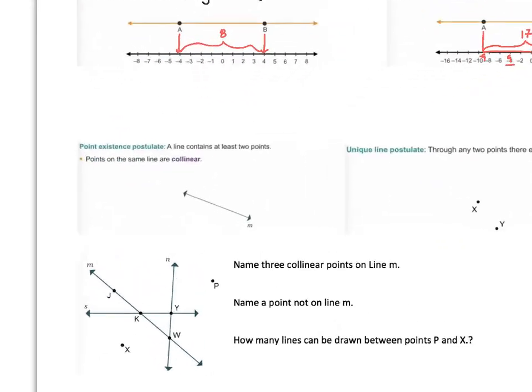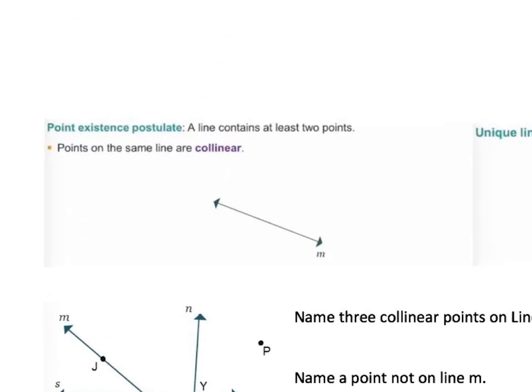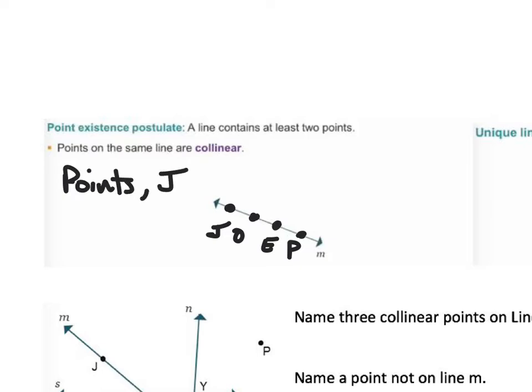Then we have a couple of vocab words here, and one is the point existence postulate. What it says is a line contains at least 2 points. Points that are on the same line are called collinear. An example of that would be if I were to put a series of points on here, and I'm going to call them J, O, E, P. Then I would say that points J, O, E, and P are collinear.